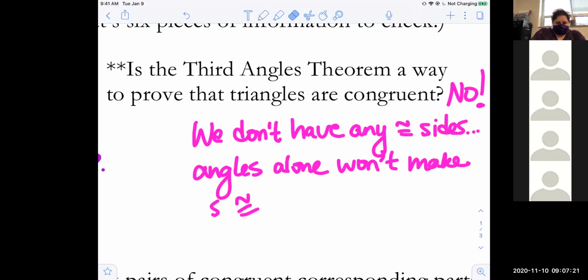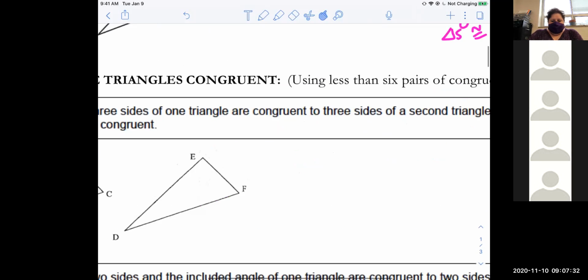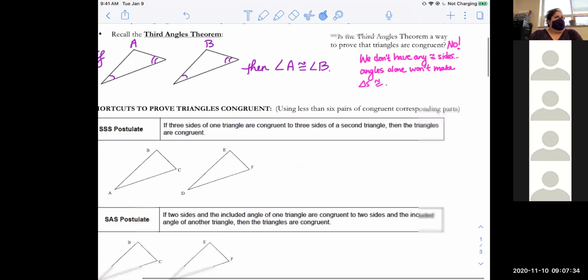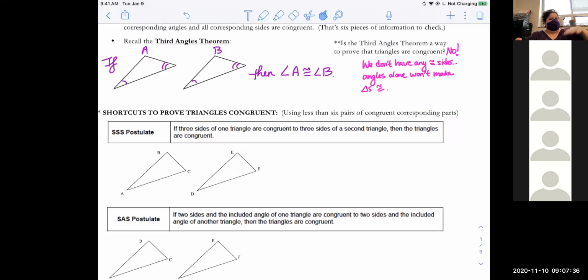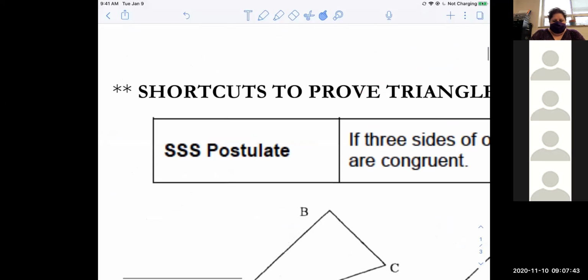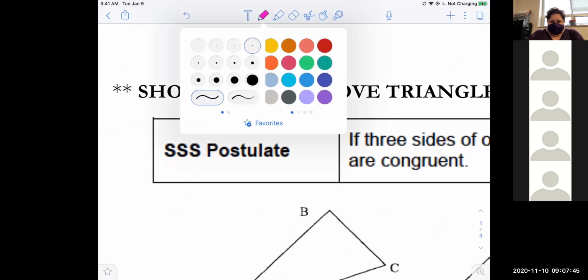Okay, so you're going to see a bunch of shortcuts here. There will not be one that only uses angles. You have to have at least some sides in order to make triangles congruent. So by definition, you would have to know all the sides and all the angles match up. That's 6 pieces of information. All of these are going to be shortcut ways, so they're going to have less than 6 pieces of information, which is nice. You don't have to actually know all the different parts.